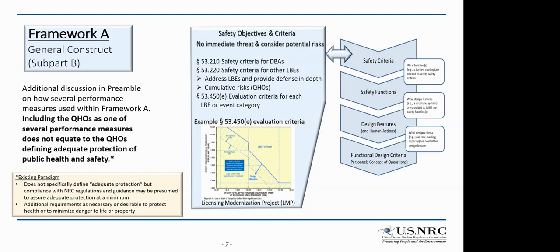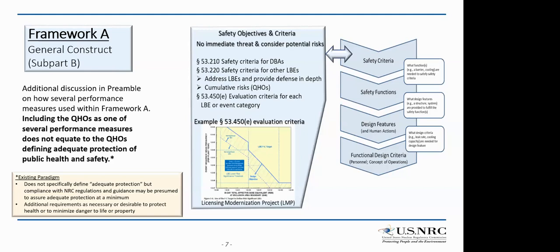The next thing to address is in the middle, to say the actual safety objectives. And these are defined in somewhat traditional terms and somewhat new terms. So the first one, well, the first is the safety objectives themselves. And there are two: no immediate threat to public health and safety. And the second one is that additional measures be considered based on the potential risk insights from PRA or other evaluations.